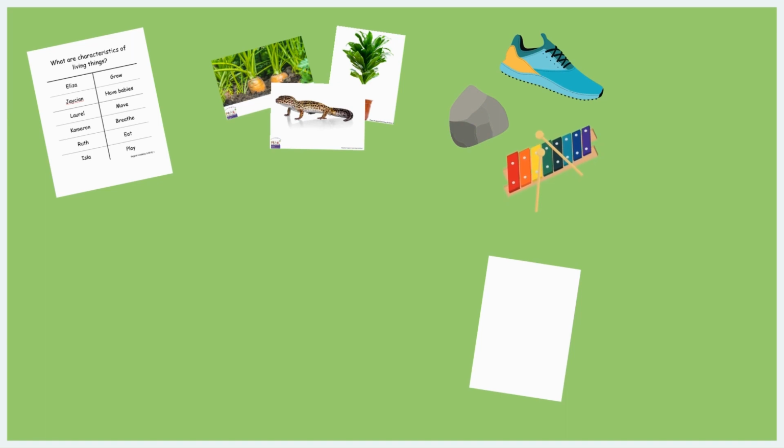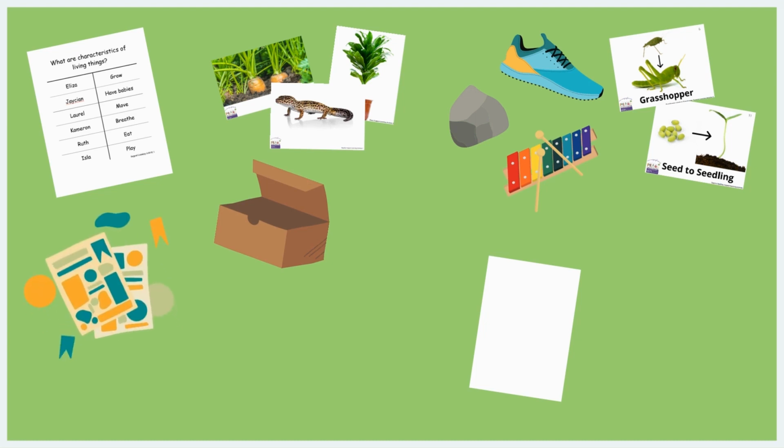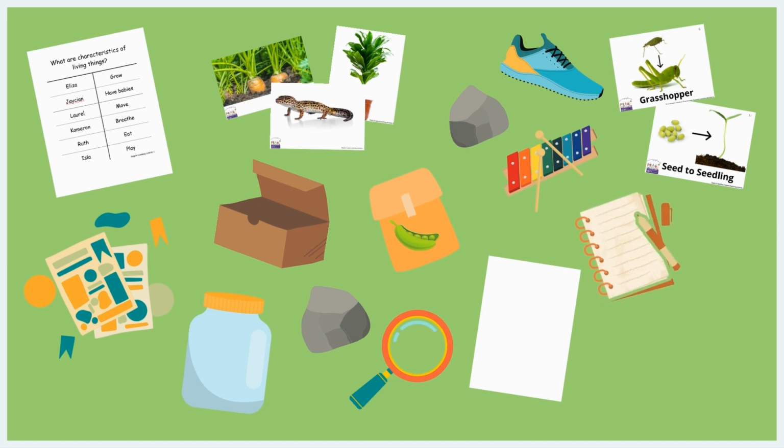3 by 5 inch photographs of each of the 3 living things and 3 non-living things, a photograph of a grasshopper and grasshopper nymph as well as a seed and plant, 2 small boxes for observing materials, stickers or sticky notes, 6 observation jars, 3 small rocks, 1 packet of pea seeds, magnifying glasses, science journals, and coloring and writing utensils.